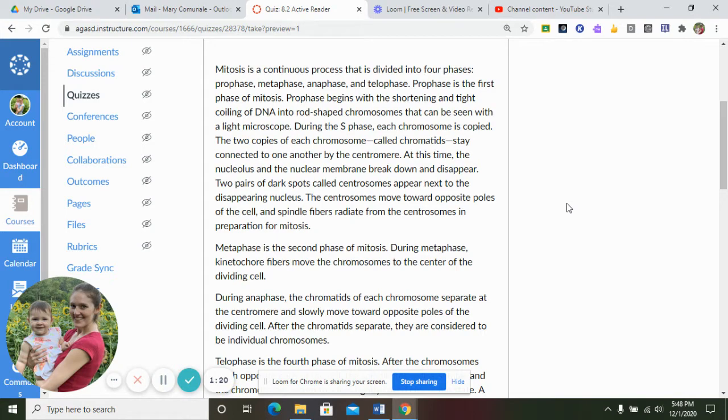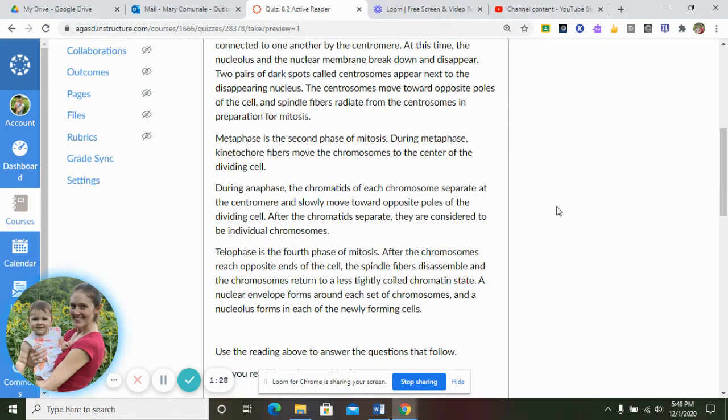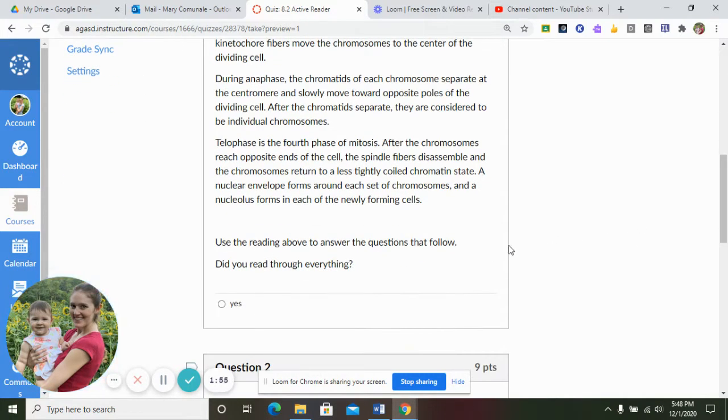Metaphase is the second phase of mitosis. During metaphase, kinetochore fibers move the chromosomes to the center of the dividing cell. During anaphase, the chromatids of each chromosome separate at the centromere and slowly move toward opposite poles of the dividing cell. After the chromatids separate, they are considered to be individual chromosomes. Telophase is the fourth phase of mitosis. After the chromosomes reach opposite ends of the cell, the spindle fibers disassemble and the chromosomes return to a less tightly coiled chromatin state. A nuclear envelope forms around each set of chromosomes, and a nucleolus forms in each of the newly forming cells. Use the reading above to answer the questions that follow.